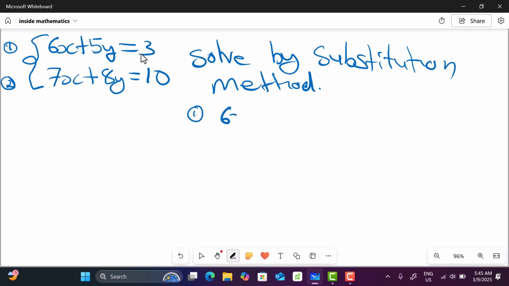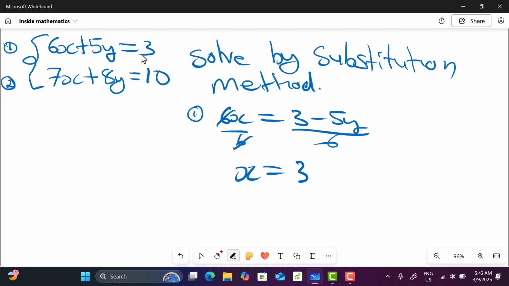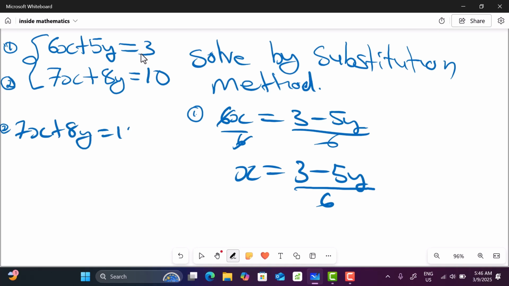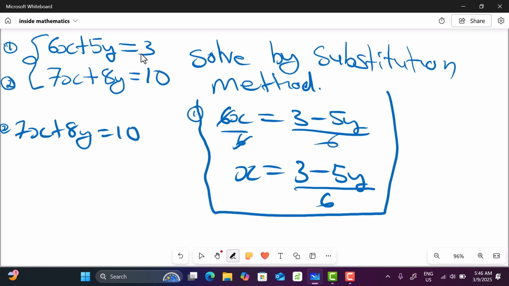So it will be 6x is equals to 3 minus 5y. Then I'm going to divide both sides by 6 here. So x is equals to (3 minus 5y) all over 6. So I'm going to take the equation 2 here, which is nothing but 7x plus 8y equal to 10. Then what I'm going to do, I'm going to substitute with the x value.